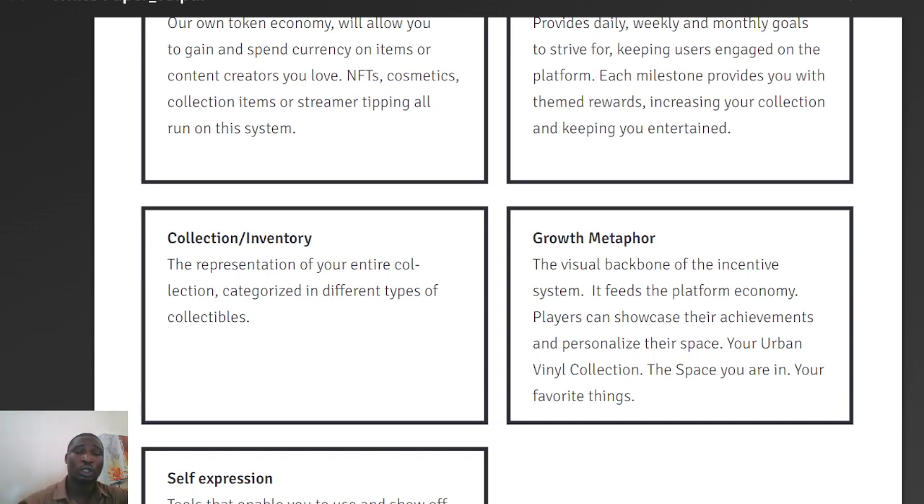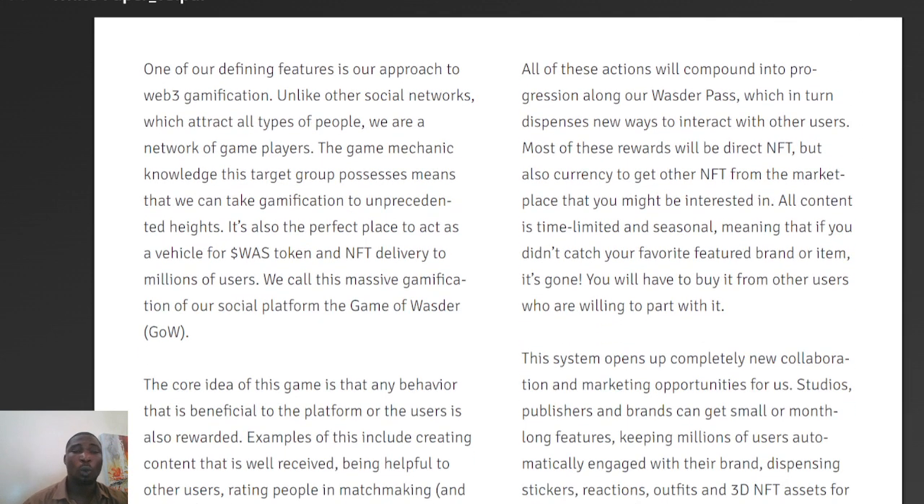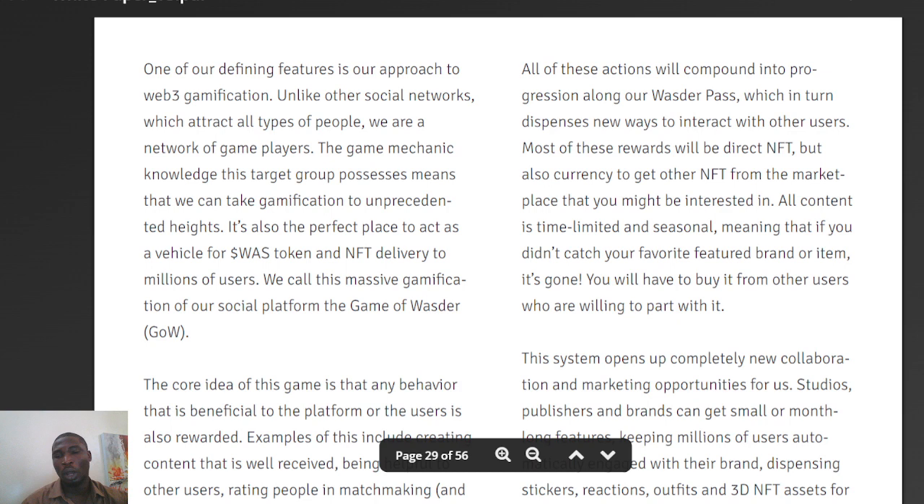Also, when talking about the growth metaphor, that is the virtual backbone of the incentive system. This fuels the platform economy, and players can showcase their own achievements and personalize their space, their urban collection, the space they are in and their favorite things. Then when we talk about the collection and inventory, it is the representation of the entire collection categorized in different types of collectibles and others. All these are important points we need to consider when talking about what this token is actually all about.